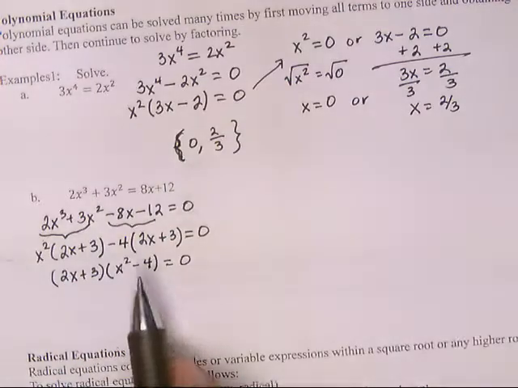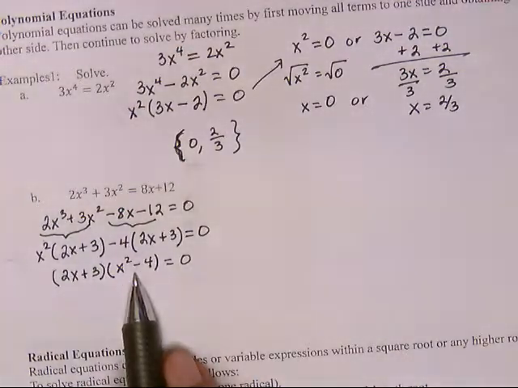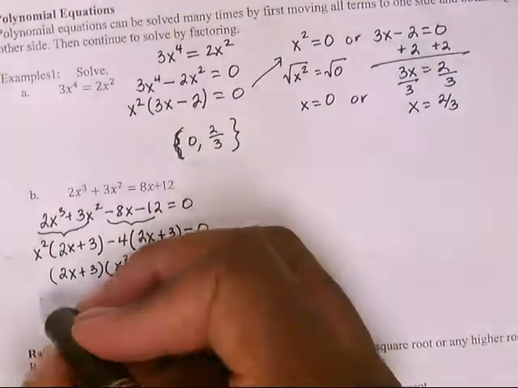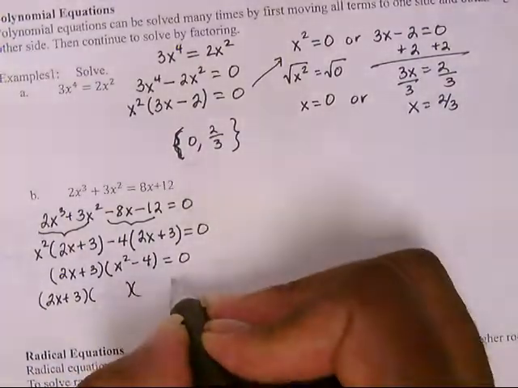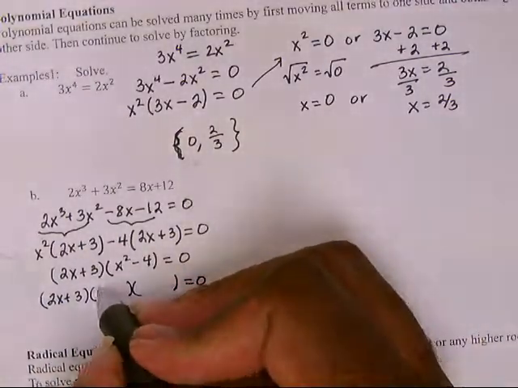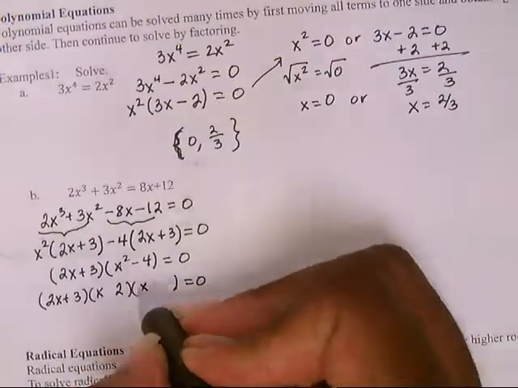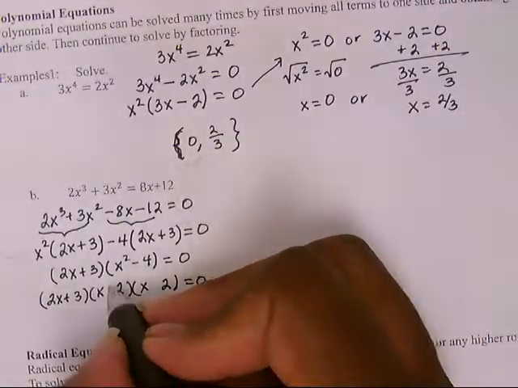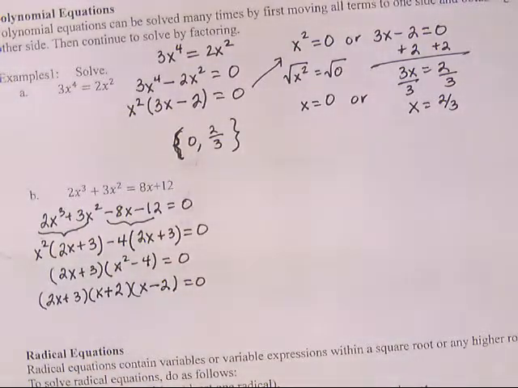Now, if you notice with this x squared minus 4, that's the difference of squares. I can factor that as a sum and difference of the same two terms. So if I bring down the 2x plus 3, break up that x squared would be x and x. 4 is a perfect square. That can be broken up as 2 times 2. Now, since it's a difference of squares, one has to be plus, the other one has to be minus. So factored completely, I got 2x plus 3 times x plus 2 times x minus 2 equal 0.